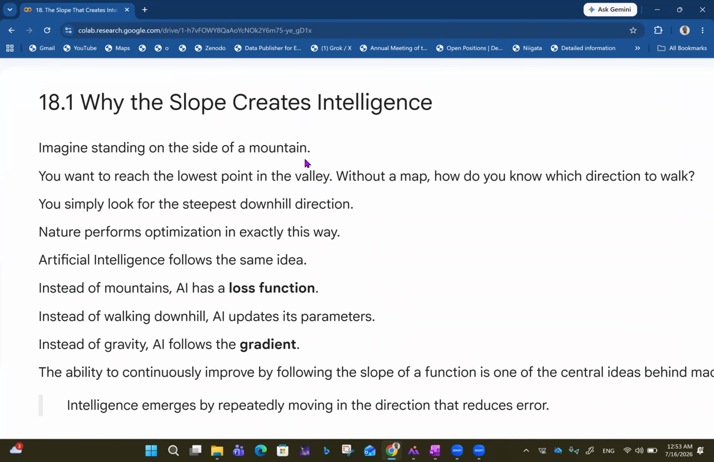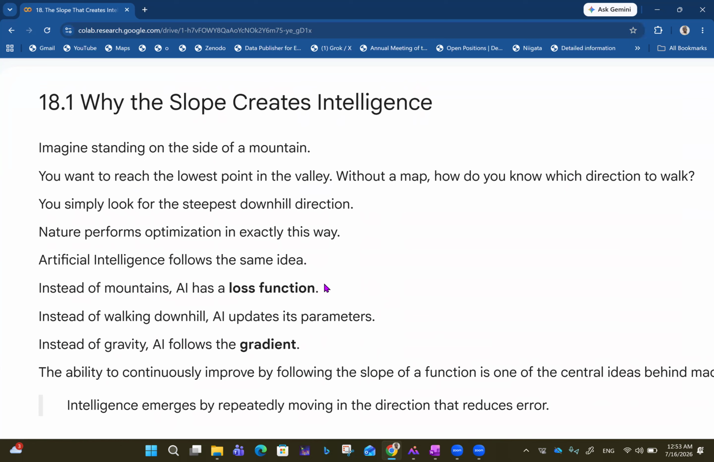Imagine standing on the side of a mountain. I mean, the kind of thing we said in the illustration we gave in the last video. You want to reach the lowest point in the valley without a map. How do you know which direction to walk? You simply look for the steepest downhill direction. Then nature performs optimization in exactly this way. So artificial intelligence follows the same idea. Instead of mountains, AI has a loss function.